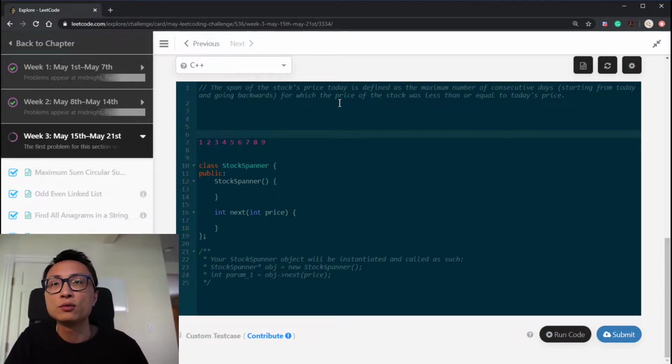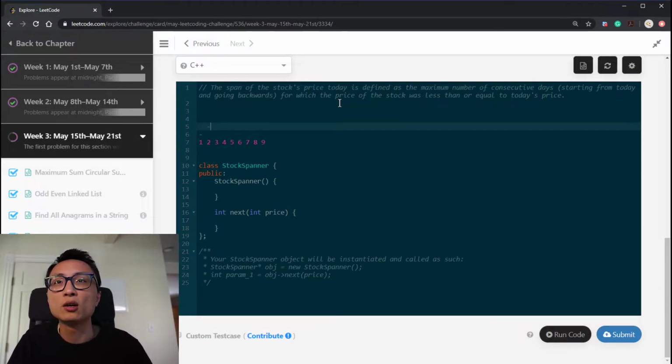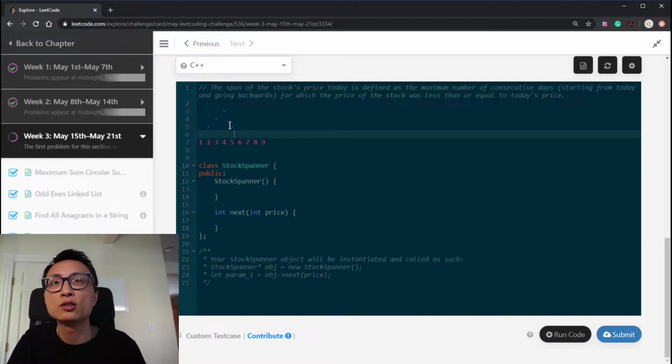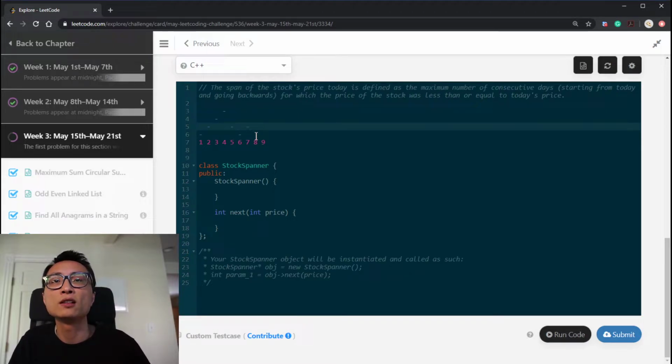Day 1, day 2, day 3, something like this. Maybe the stock price is rising in the beginning, and until day 4 it's always increasing. Then maybe on day 5 it suddenly drops to some lower number. Then day 6 it's kind of stabilized, and day 7 it's on the rise again.